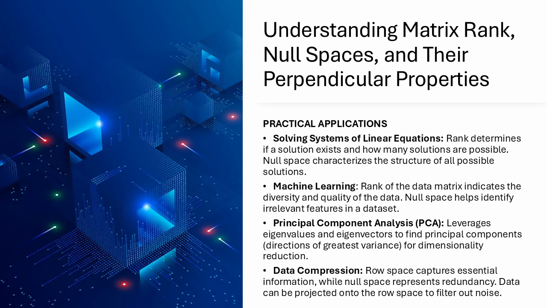And these ideas extend beyond machine learning as well. Consider the problem of solving systems of linear equations. Remember how we talked about the rank of a matrix telling us whether a solution exists and how many solutions there might be? It's like having a roadmap that tells us whether we can reach our destination and how many different paths we might be able to take.